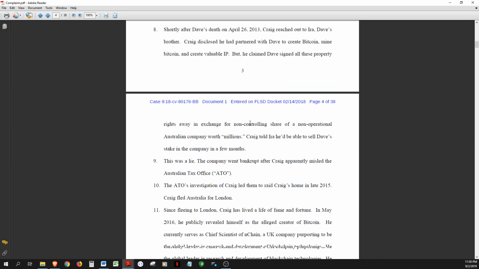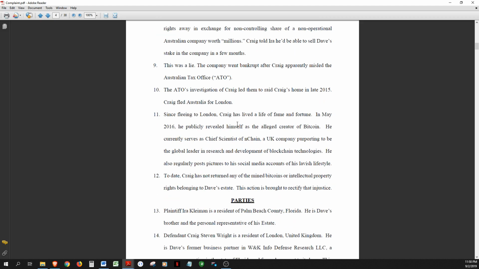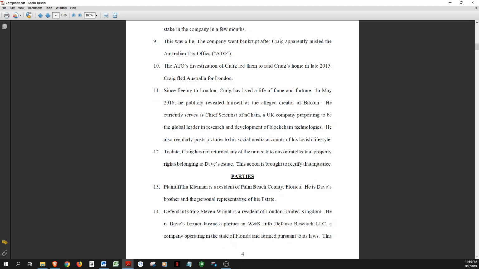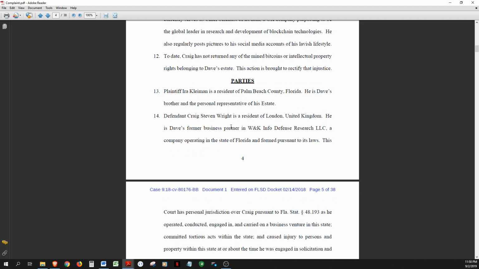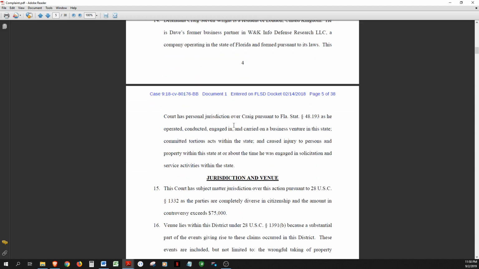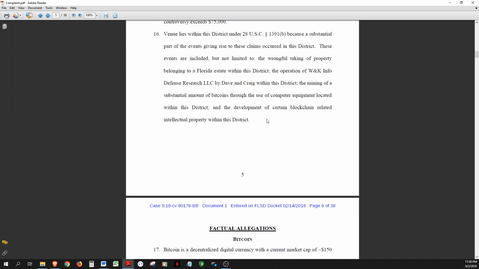One thing interesting about this complaint is that the plaintiffs here claim the creators of Bitcoin as well. It says that both Dave Kleiman and Craig Wright together created Bitcoin. At least that's what the plaintiff alleges in this complaint. So jurisdiction, venue, why they can go in front of a federal court.